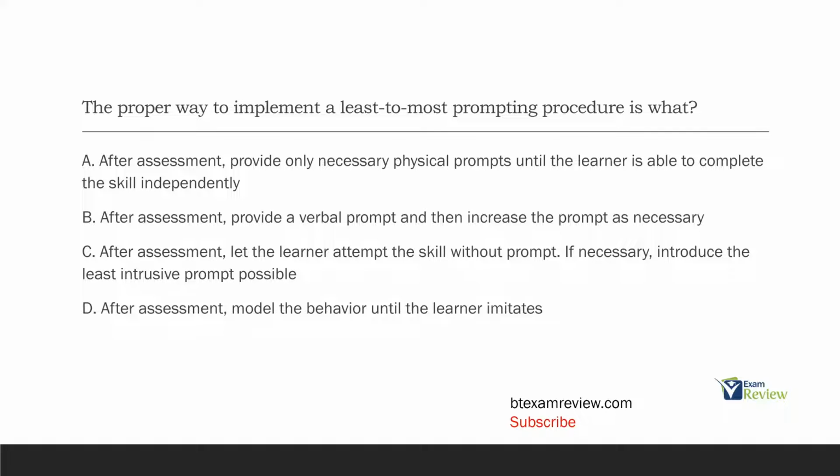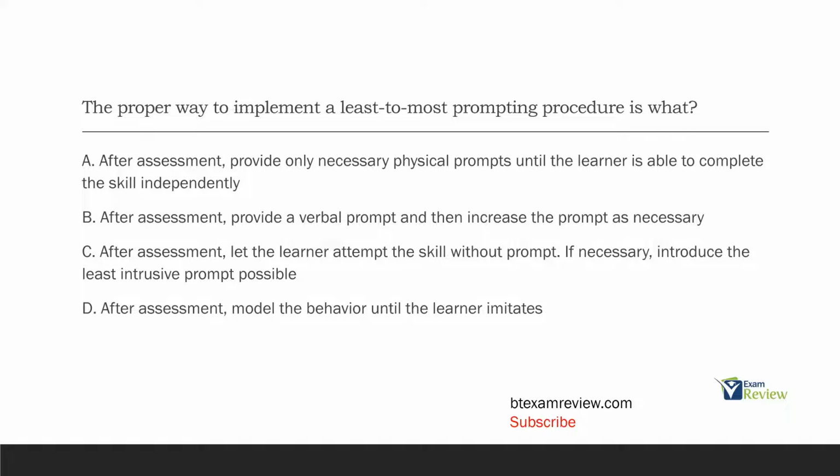However, there is a better and more proper way to implement this procedure. C, after assessment, let the learner attempt the skill without prompt. If necessary, introduce the least intrusive prompt possible. Here we go. C is better than B. Why? Because with C, you give the learner an opportunity to attempt the skill without the prompt, which is ultimately what we want to achieve anyway. With B, you're never giving them a chance to try without prompting, which is incorrect. We have to give them at least an attempt to try the skill without a prompt. Then, if they can't complete the skill, we slowly introduce the least intrusive prompt possible.